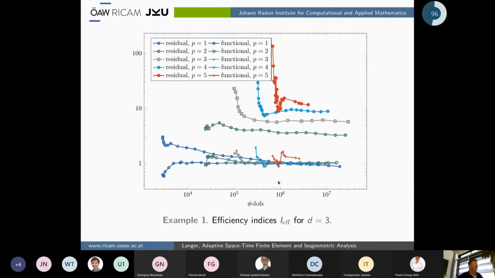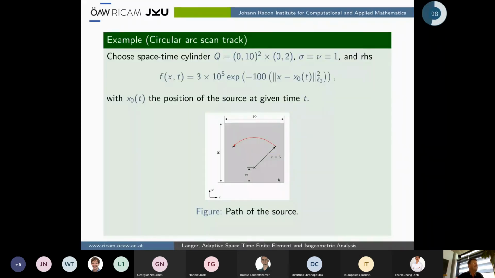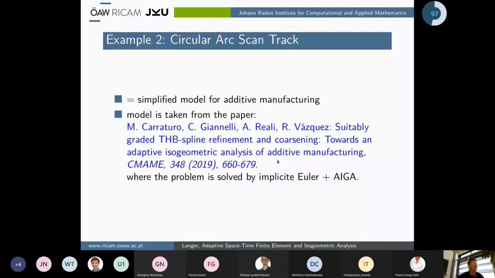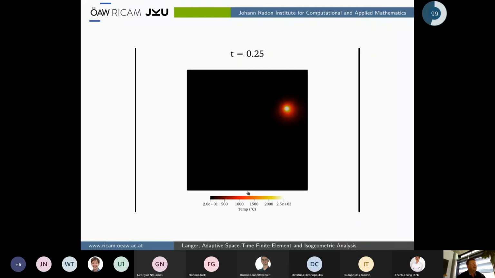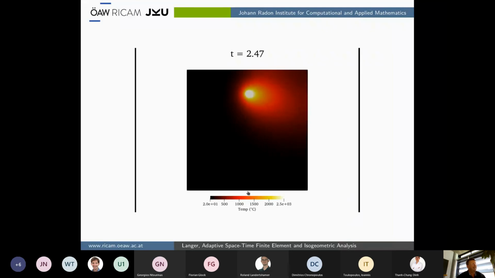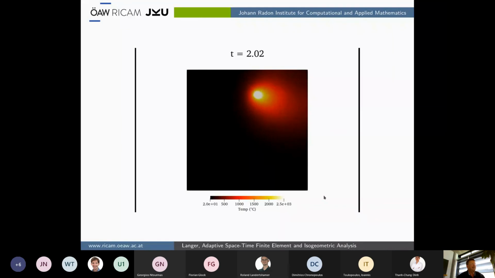So we have a lot of, I show you, this is interesting. We have a moving source, and this is used in additive manufacturing. Maybe this is of interest for you. We use THB splines for the refinement, as always here. And this is a source that is moving. And I want to compute the temperature field. After the computation, the temperature field looks like this.